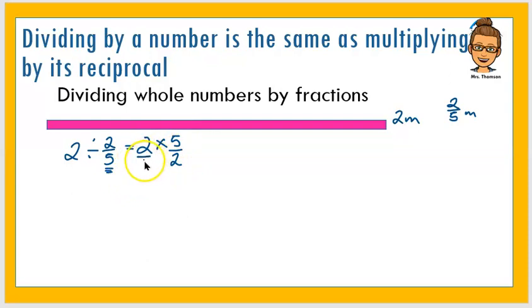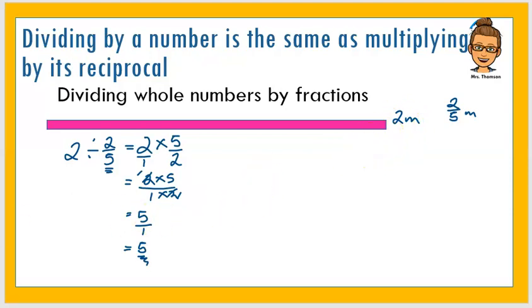And then we know that 2 is actually 2 over 1. So we're going to get 2 times 5 all over 1 times 2. And this is so easy because 2 into 2 goes 1, 2 into 2 goes 1. And that would leave 1 times 5 is 5, 1 times 1 is 1, and 5 over 1, we know the answer is 5. So we know in our little scenario that we would be able to wrap 5 gift boxes using 2/5 meters of ribbon each if we had 2 meters of ribbon.